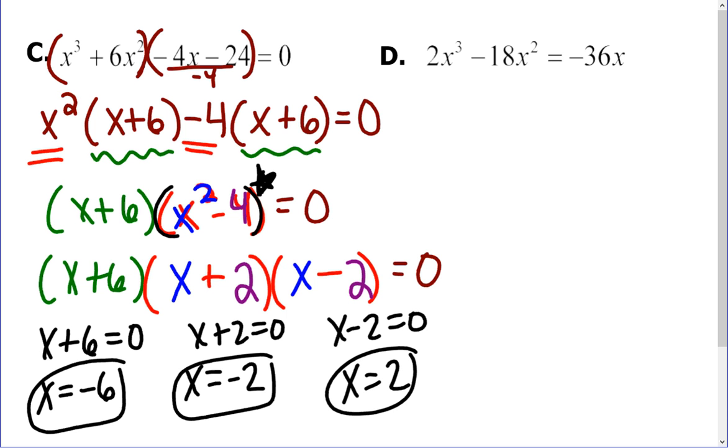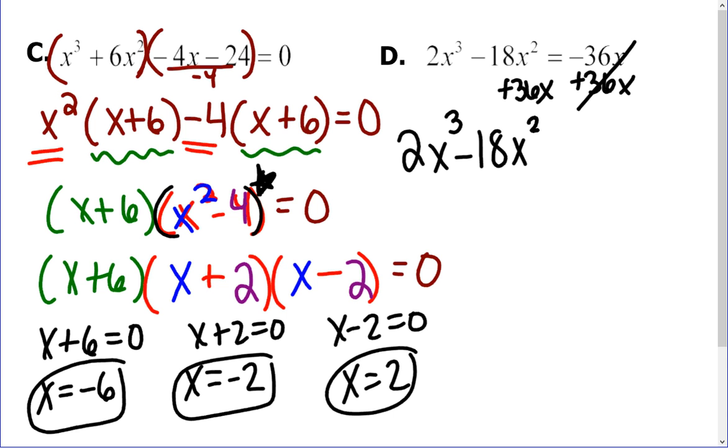All right, A, B, and C all were already set equal to 0. That is not the case in D. So because we already have a positive leading coefficient of 2, let's just add the 36 over to the left side. Make sure it's in standard form. So our x cubed term comes first, then minus 18x squared, and then plus 36x.